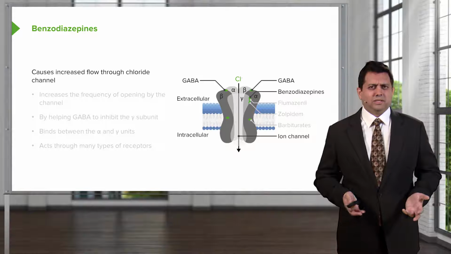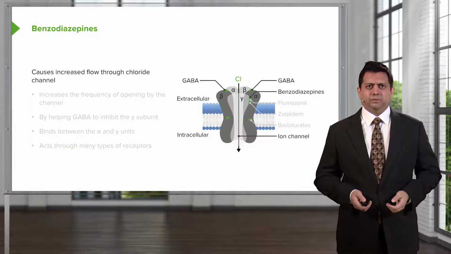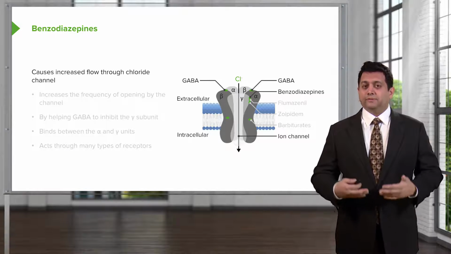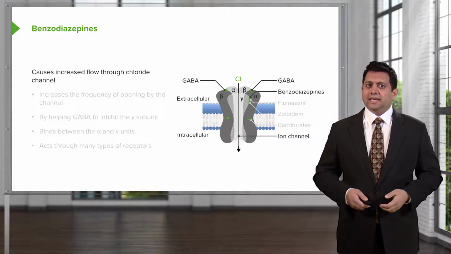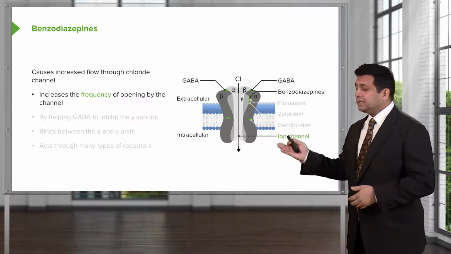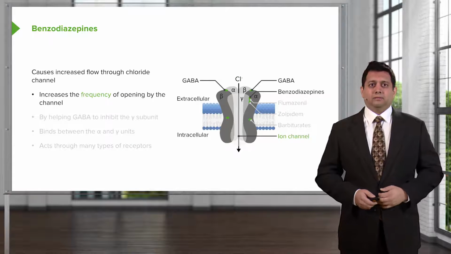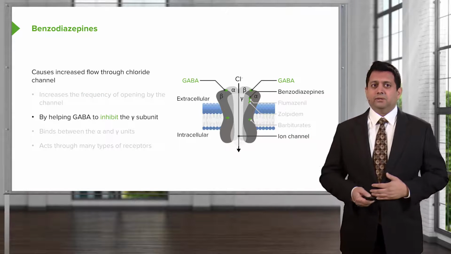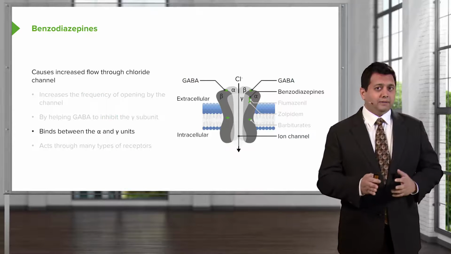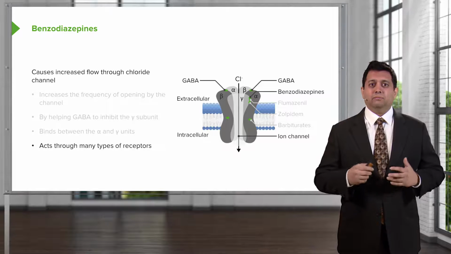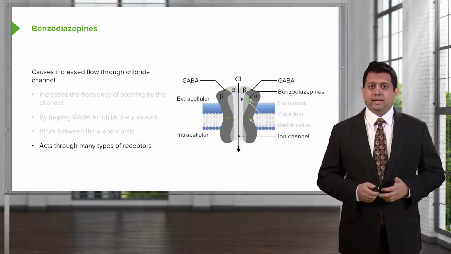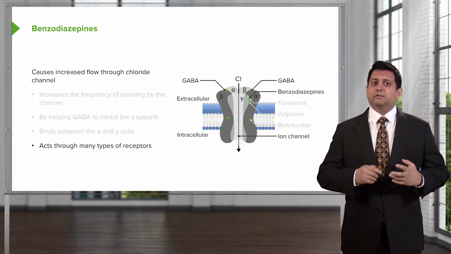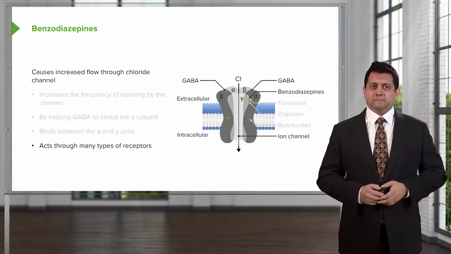How do benzodiazepines work with the GABA receptor? How it does this is it causes increased flow of chloride through the channel. It increases the frequency of opening of the channel. And by doing this, it helps GABA to inhibit the gamma subunit. It binds between the alpha and gamma units, and it acts through many types of receptors all over the brain, as I mentioned before. So remember that benzodiazepines increase the frequency of opening.